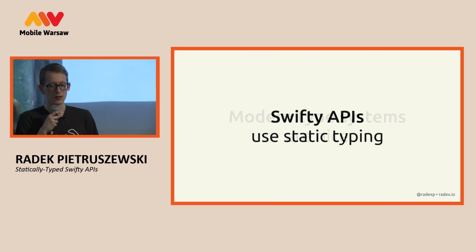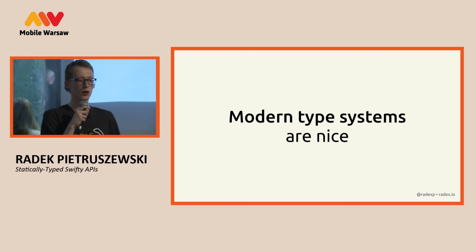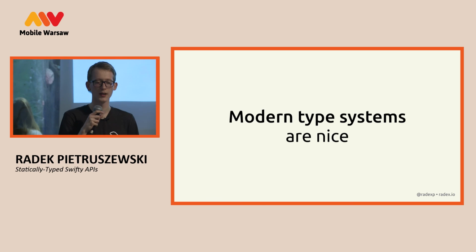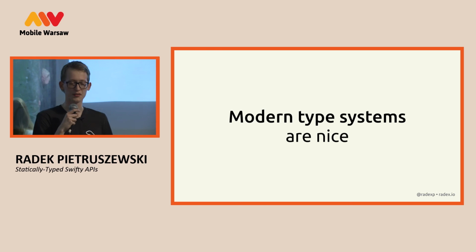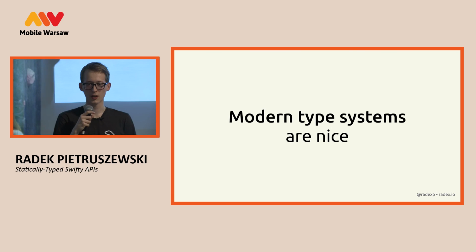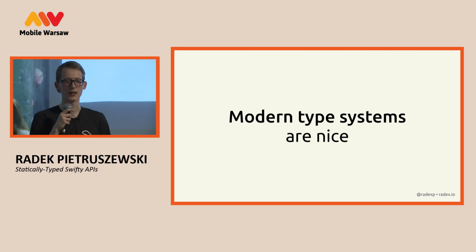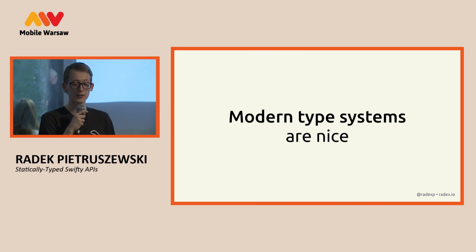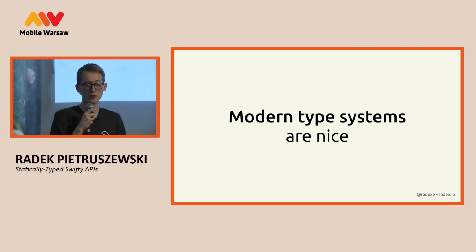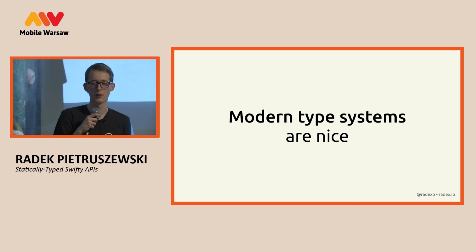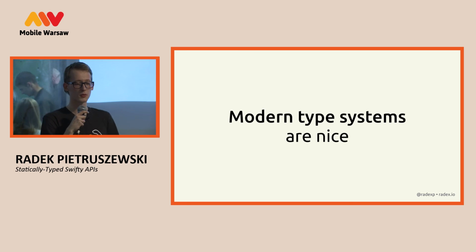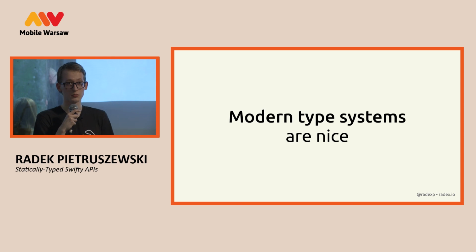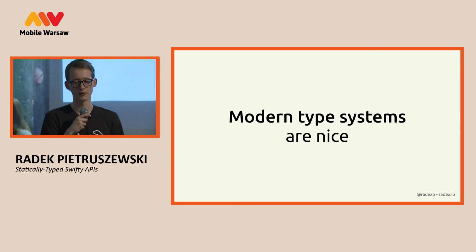If your view of a compiled statically typed language is shaped by something like Objective-C, you have to give it another shot. Modern type systems are actually nice, and sure, you have to invest a little bit of your time. There's a learning curve. You have to learn how to use it, how to take advantage of it. But once you do, you'll find that the vast majority of the time, it's the approach that makes the most sense and is really nice and great to work with.